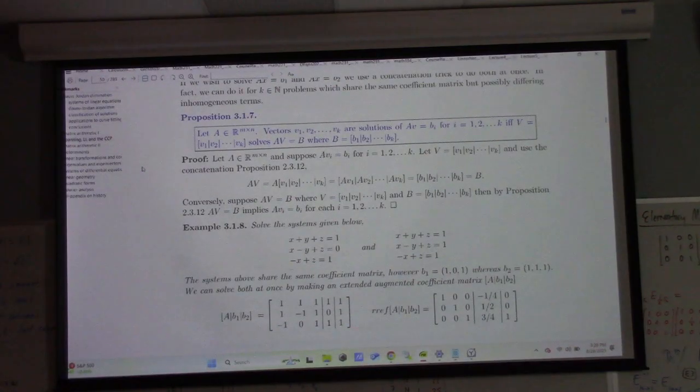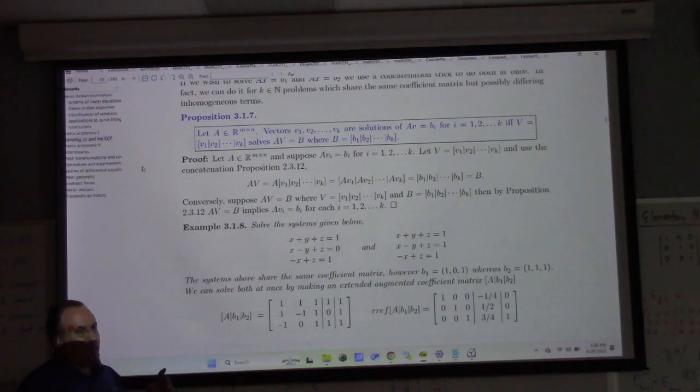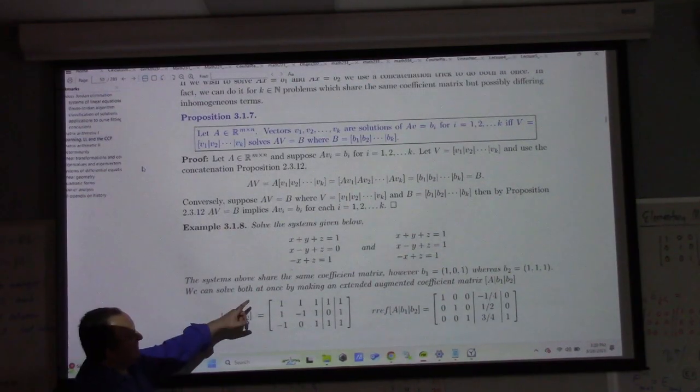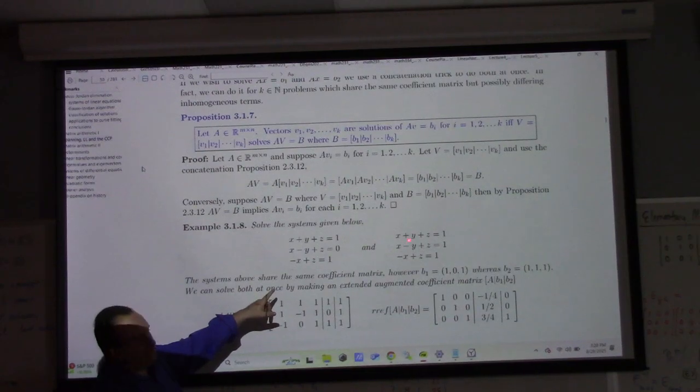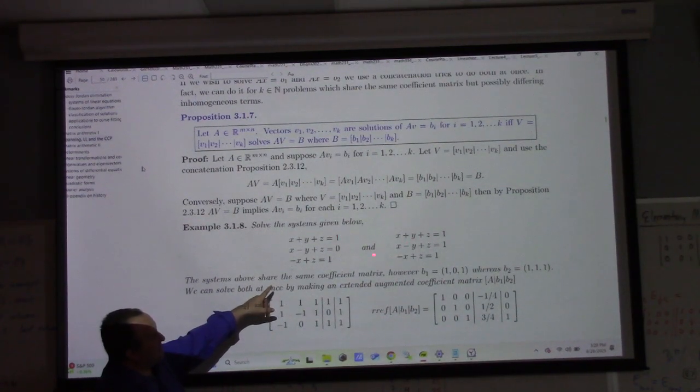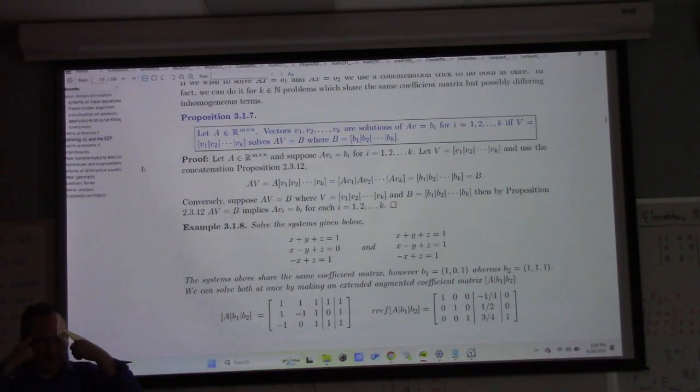If we wanted to solve 2 systems, and they have the same coefficient matrix, notice the same equations, both of these, but the inhomogeneous terms are different: 1, 0, 1 and 1, 1, 1. So if you think about the row reduction for both of these problems, it's the same, as governed by the first 3 columns, because row reduction goes column by column. What they're going to do to the 4th column in the augmented coefficient matrix would be different for these different problems, but this same set of row reductions is going to work.